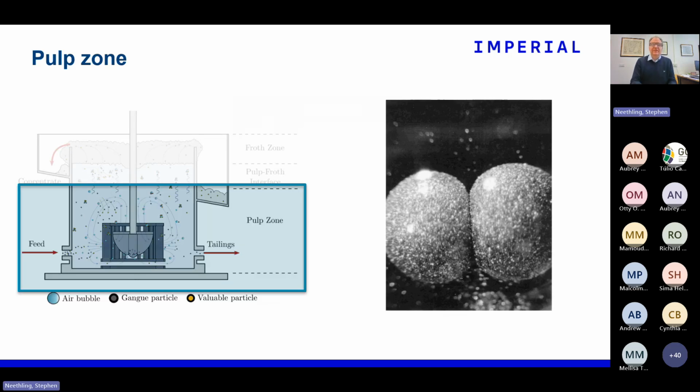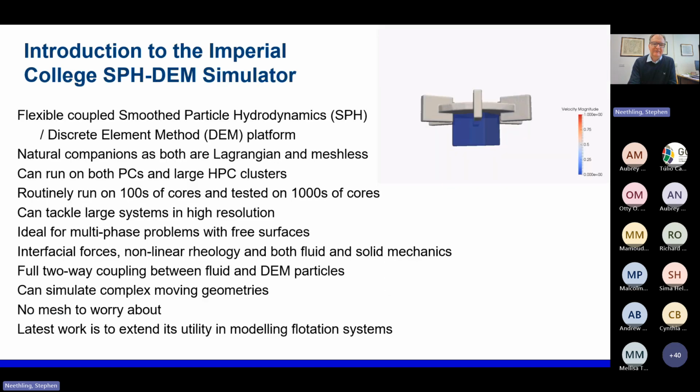So that's the froth phase. After doing a lot of work in the froth phase, we came to realize we needed improved models for predicting the pulp zone behavior.